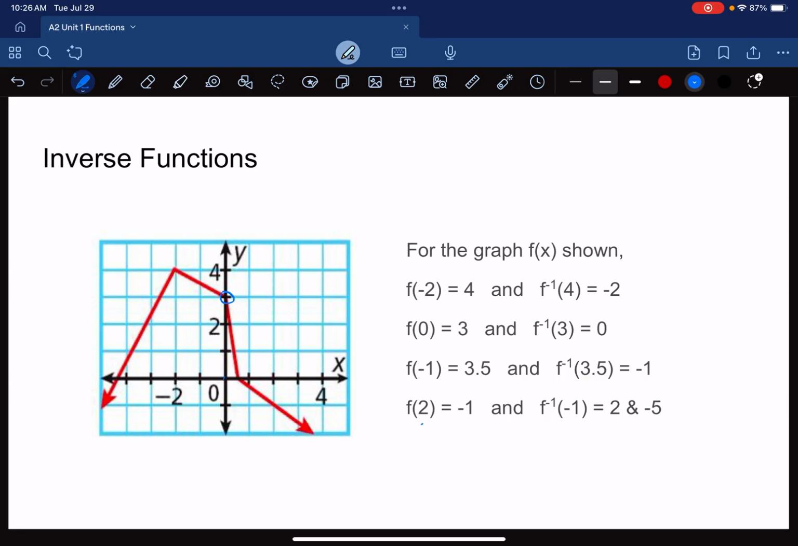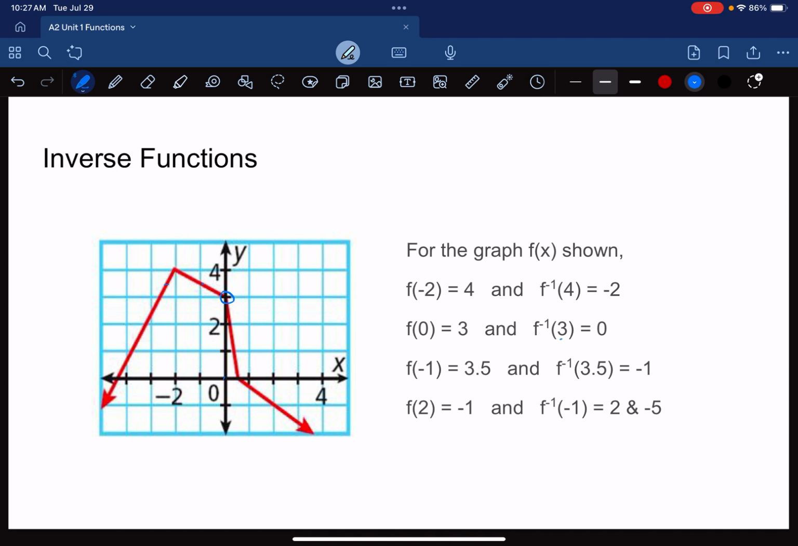Now f of 2, that's kind of interesting. f of 2 is negative 1, but f of negative 1 actually has 2 values associated with it. You know, f of 3 also does. And f of negative 2, f of 4 does not. f of negative 1 is 3.5. Yeah, there's 2 corresponding values there too. So each of these would actually have an additional corresponding value.